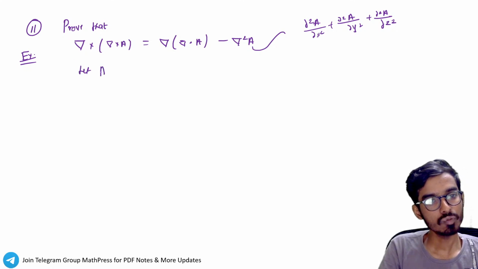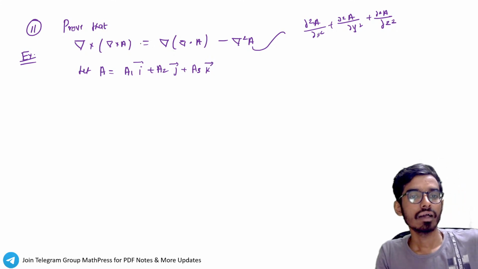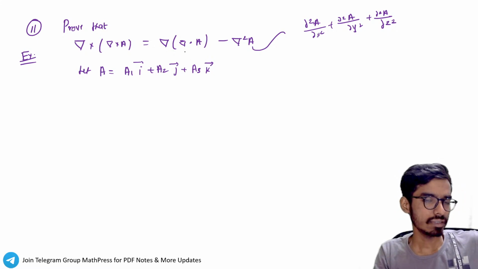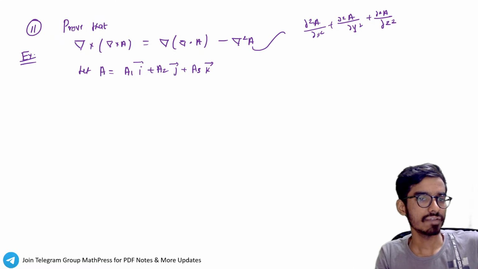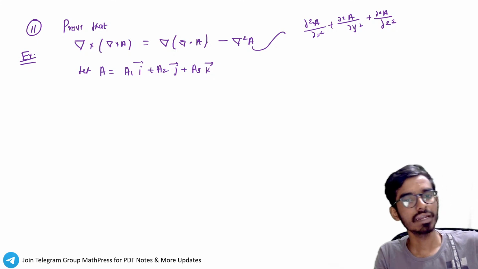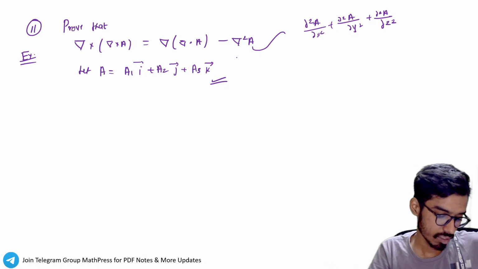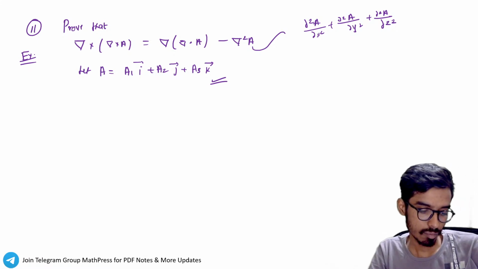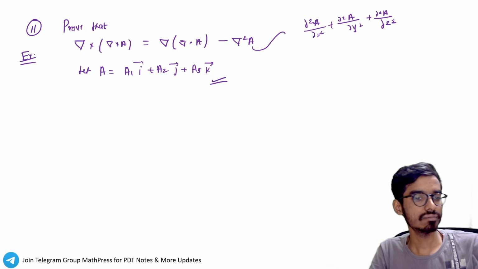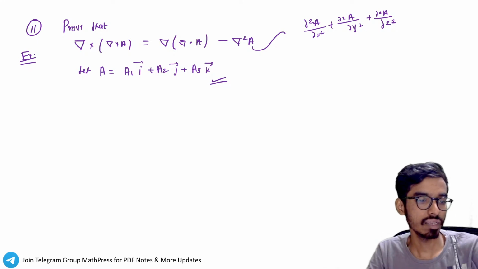Let us take A to be equal to A1 i vector plus A2 j vector plus A3 k vector. Or else you find LHS and RHS separately, right? You find del cross A, after that you find del cross of that. Now you find del dot A and then you make del into this, you will get both to be equal, right? Take that exercise. If you have any doubt in this, text in Telegram, I'll send the solution for this, right? Very simple, you just try this. You get both to be equal.